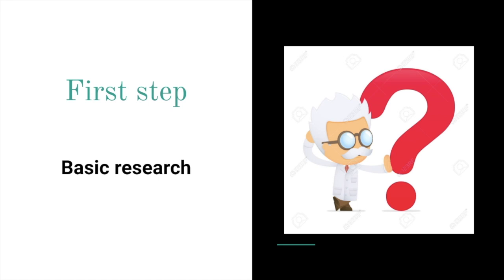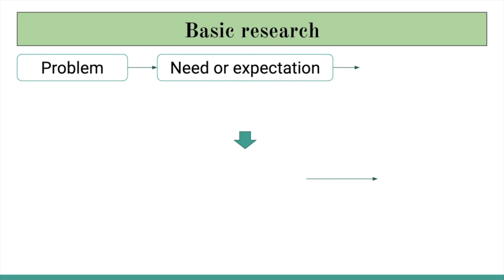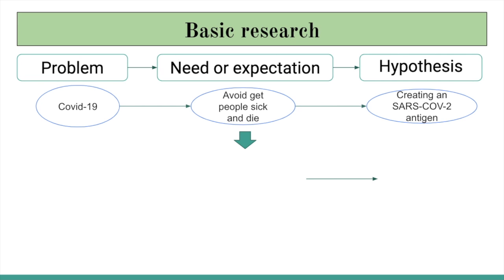First step, basic research. The initial question begins with a specific need or expectation about one problem that you need to figure out. Then, the research has to address the principal problem, propose hypotheses, and fix research aims. For example, in this moment the world needs a medicine that treats COVID-19, and the principal question could be: if research develops a vaccine, will it avoid people getting sick and dying?